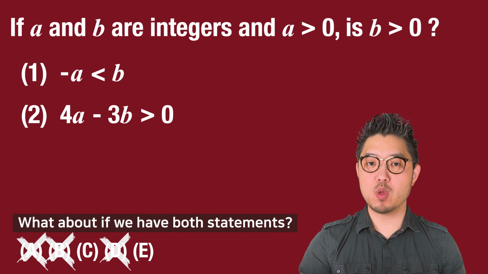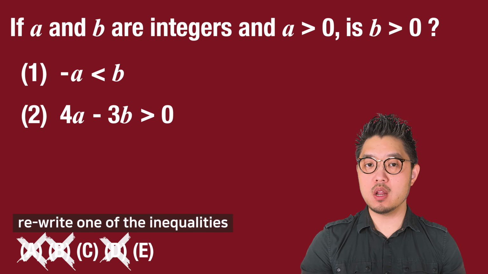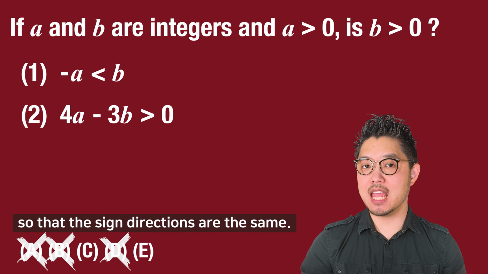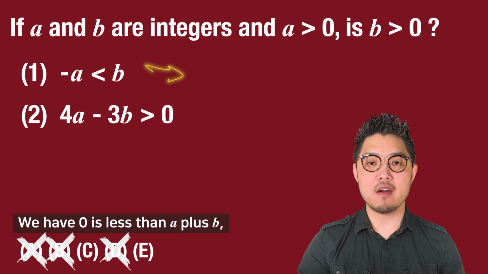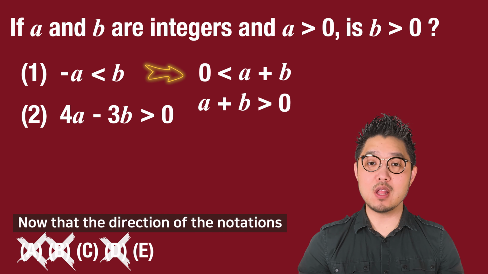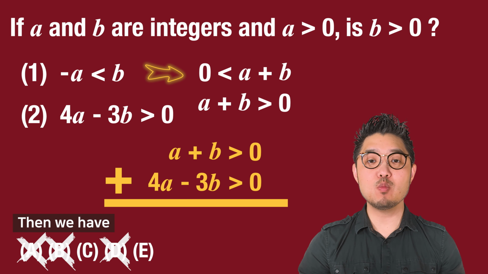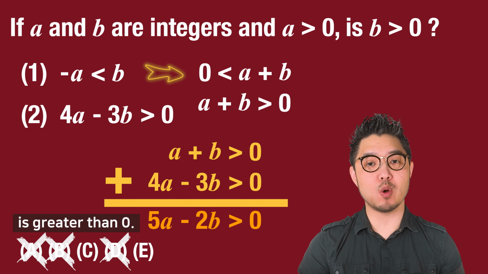Eliminate B. What if we have both statements? From both inequalities, rewrite one of the inequalities so that the sign directions are the same. Let's rewrite the first one. We have 0 is larger than a plus b, or a plus b is greater than 0. Now that the direction of the notation is the same, add these inequalities. Then we have 5a minus 2b is greater than 0.